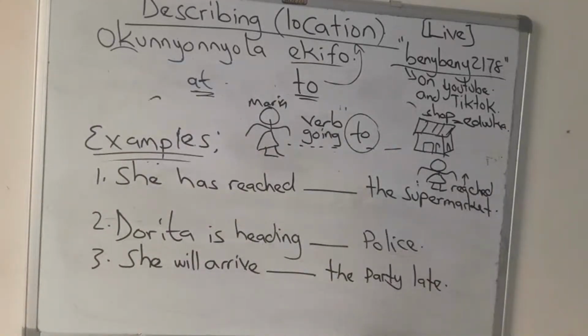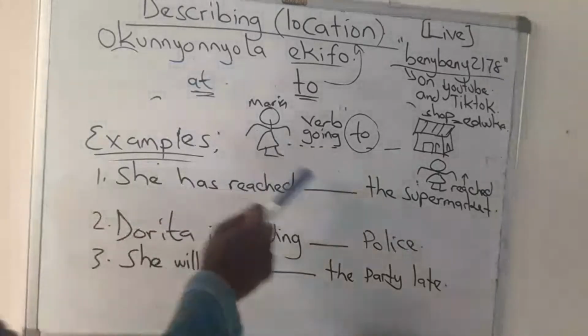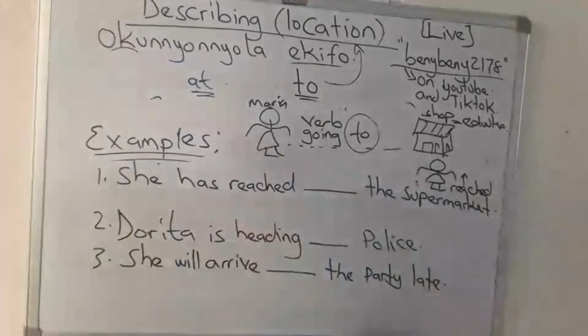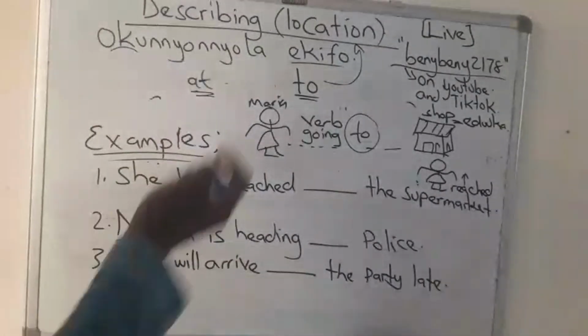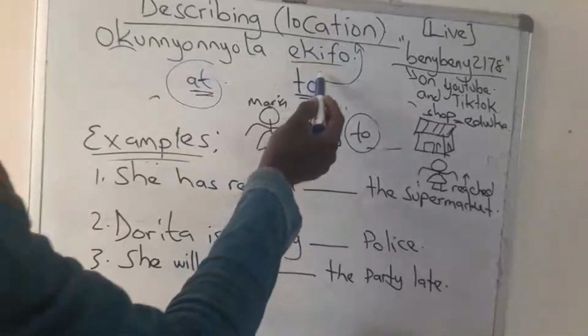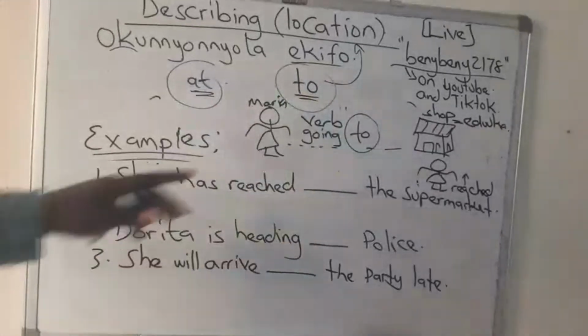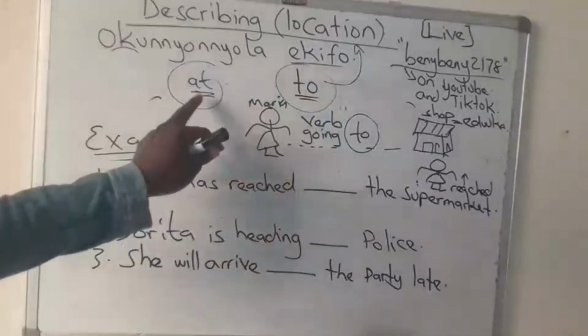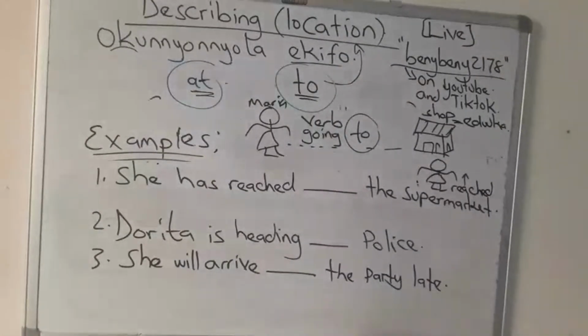Sending an answer in the comment section and we proceed. Number one, we have, she has reached dash the supermarket. So we are using at, either at, or we are using to. Ogenda kujjuzamu gana mabanga ng'okozesa at oba to nga bwe mbadde ngezaako okubannyonnyola ababasoose okubeerako.